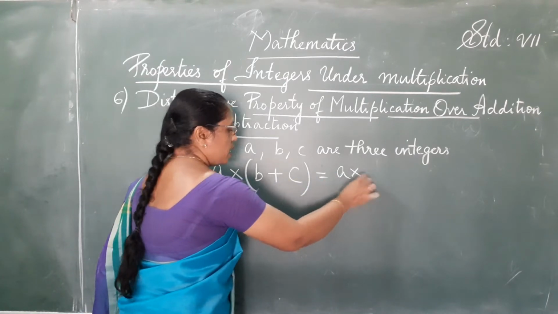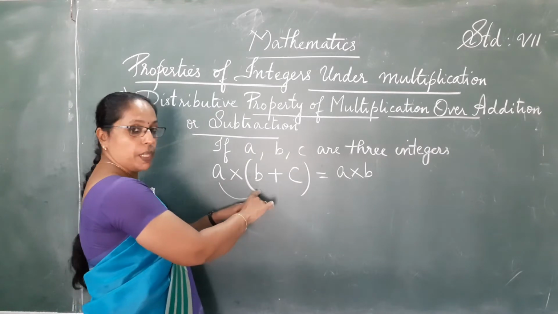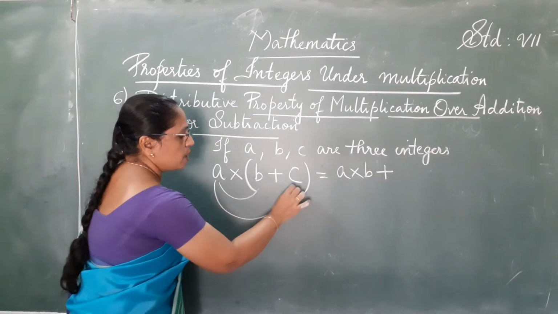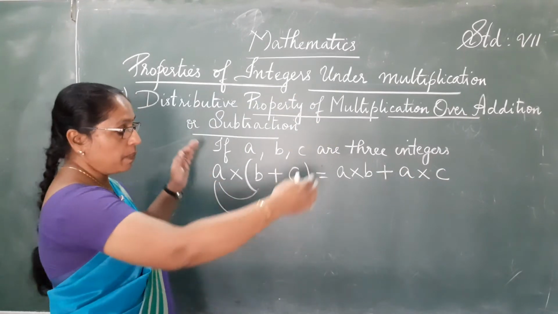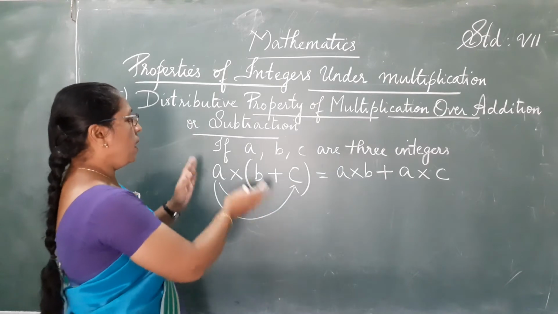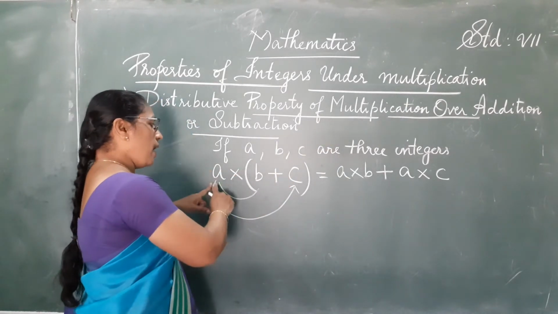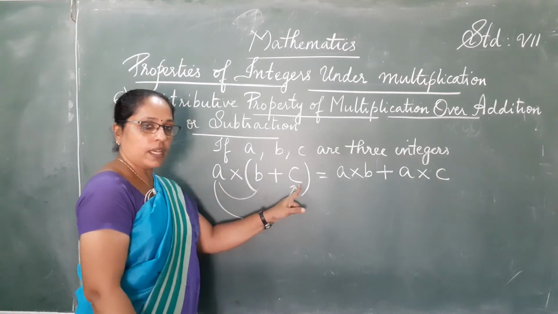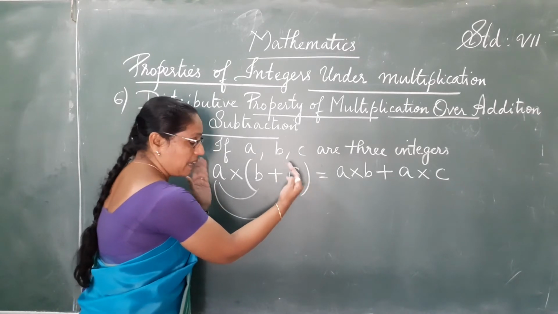How? A into B, then the middle operation plus, then A into C. So it's a big property. What's the property? A, B, C are 3 integers. Then A into bracket B plus C is equal to A into B plus A into C. The first part is called the left side of the property, the left hand side.